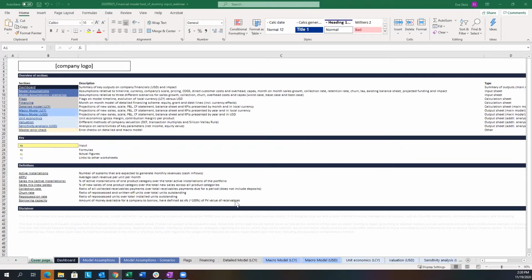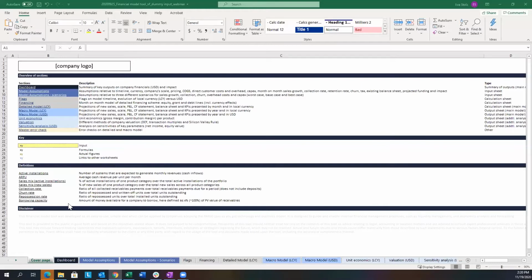And here you have a list of definitions that are used throughout the model. I'm not going to go through these in detail now, but you can always refer back to this sheet. And then everything I'm going to mention now is also included in the user guide that will be published together with the model, so you can also look it up there.